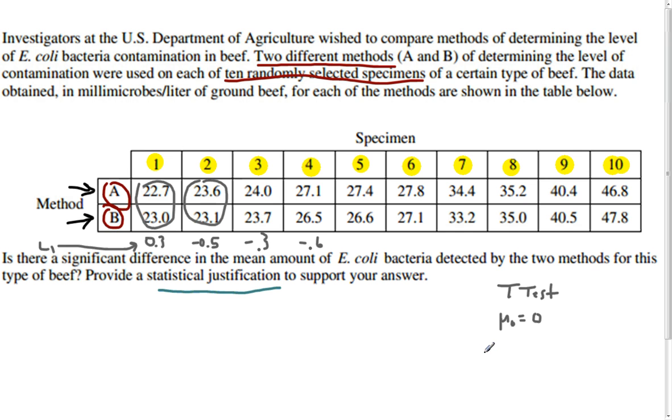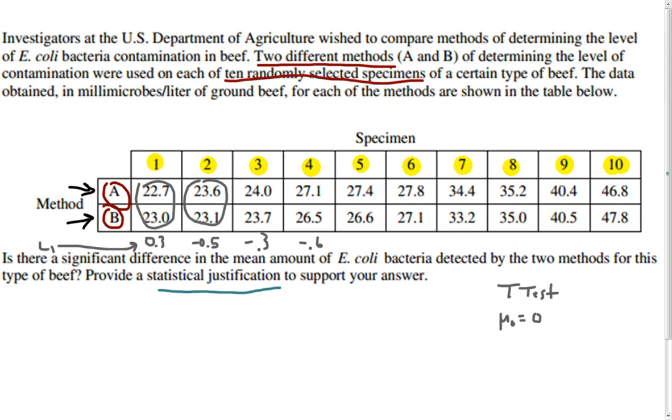Now the reason that mu is going to be equal to 0 is because if these two were exactly the same, the difference when you subtract them would be 0. If these two are the same, when you subtract them, it would be 0, and so forth all the way across. So the test is, are these numbers essentially 0, or is it significantly different than 0?